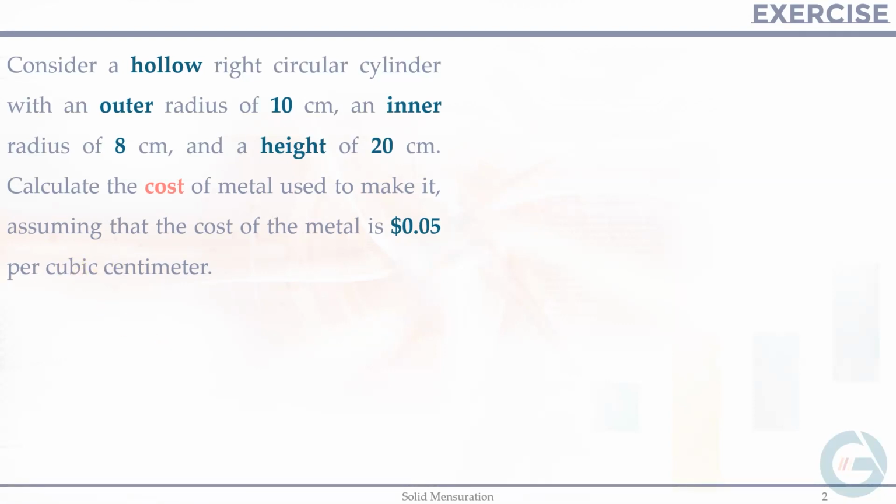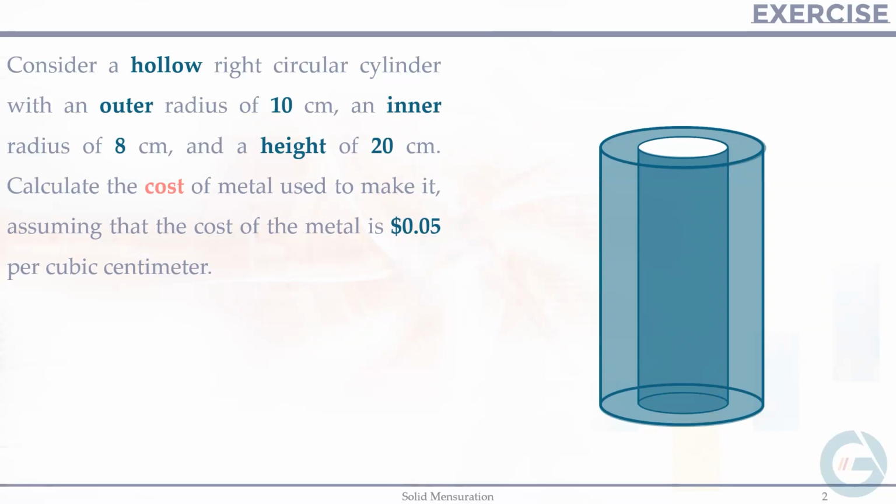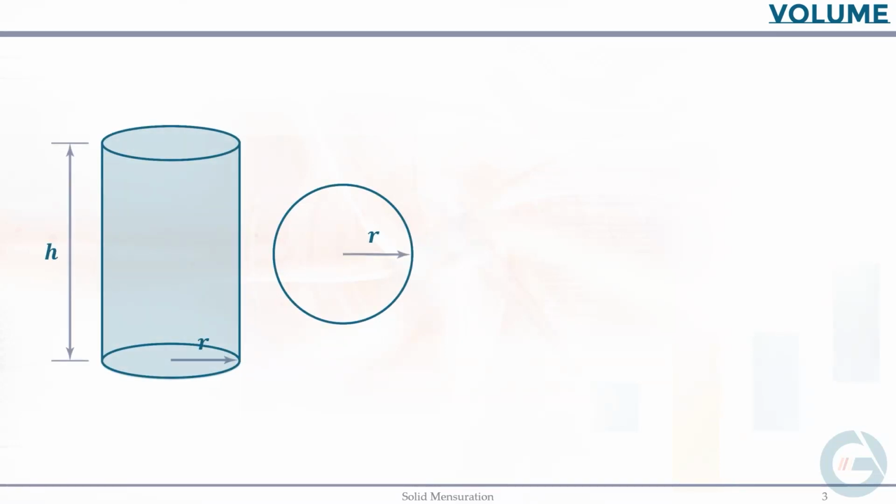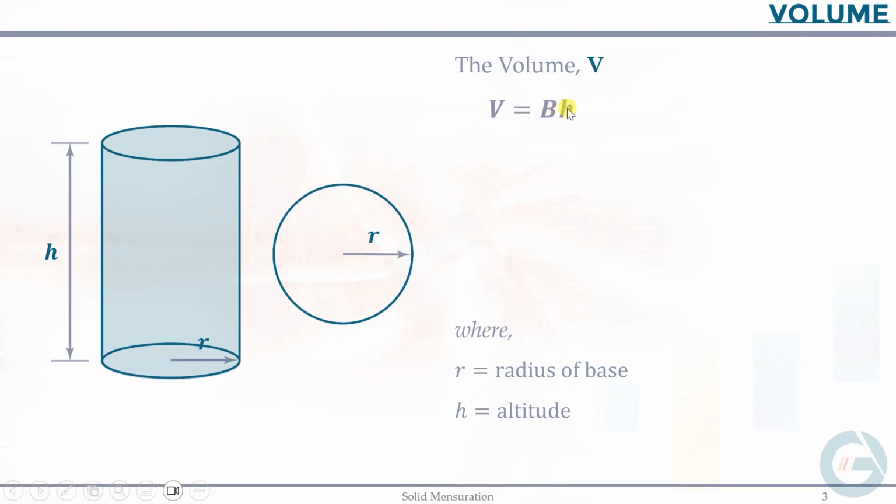To visualize this problem, we have a hollow right circular cylinder which has an outer radius of 10 centimeter and the inner radius of 8 centimeter with the height of 20 centimeter. So let's calculate the volume for this hollow cylinder. Refer to the sample cylinder here, wherein R is the radius of the base and H is the altitude. So the general equation for the volume is area of base times height. In this case, the base of a cylinder is a circle, so the area is given by pi r squared, that is the area of the circle, times height.